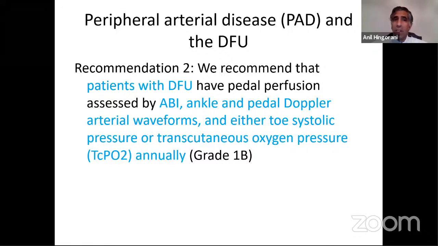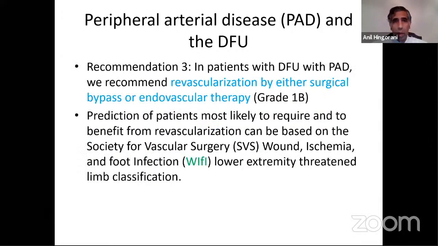We also suggested that patients with diabetic foot ulcers have pedal perfusion assessed by ABIs, ankle and pedal Doppler arterial waveforms, and either toe systolic pressures taken or TcPO2, depending on what's available and what you need to assess for these patients. In terms of revascularization, in our data set, we suggested that revascularization can be performed with either surgical or endovascular methods. However, again, patients should be assessed and classified using the WIfI classification.